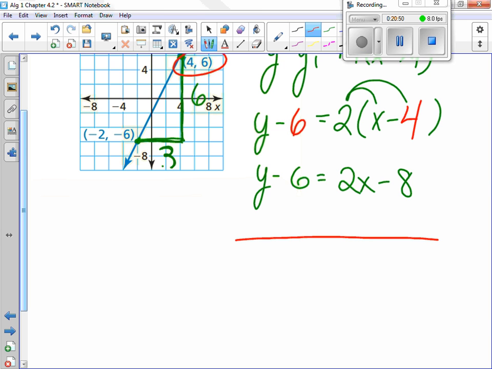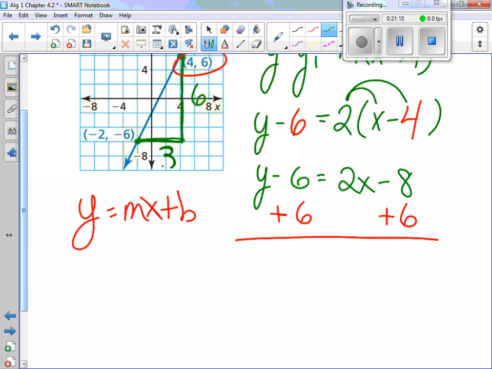Well, we have y minus, so y isn't by itself, because we have the minus 6. Because we're really wanting this to be in the form y equals mx plus b. So we want nothing else with y. We're going to add 6 to both sides, because negative 6 plus 6 is 0. Those will cancel, leaving me with y by itself.